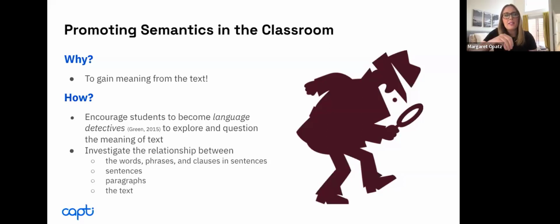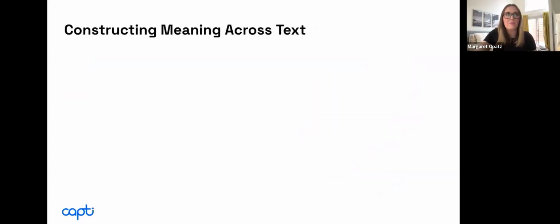But I list it this way specifically because so often we start with that whole text, but we don't necessarily know where comprehension is breaking down. So we need to support students in building an understanding at this smaller level to be able to construct meaning across the text.